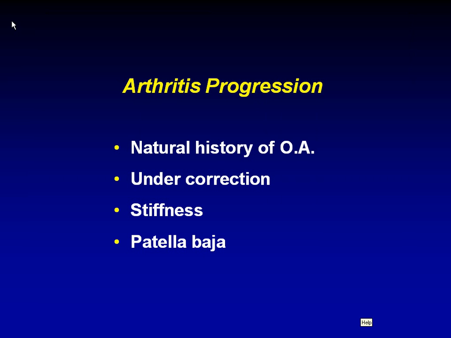Arthritis progression is the natural history of osteoarthritis, but is made worse by undercorrection, by residual knee stiffness, and by patella baja.